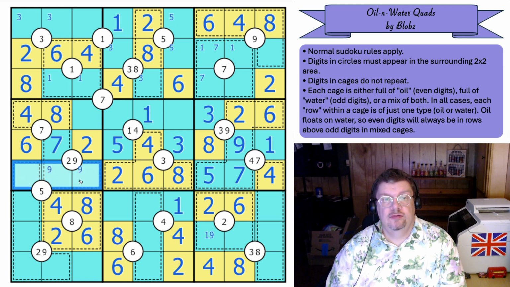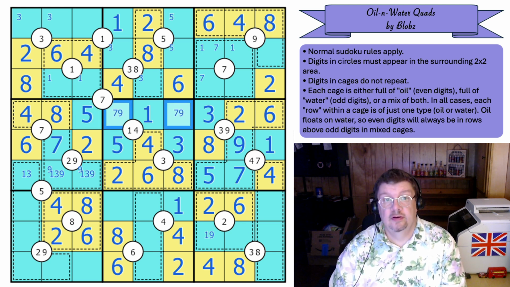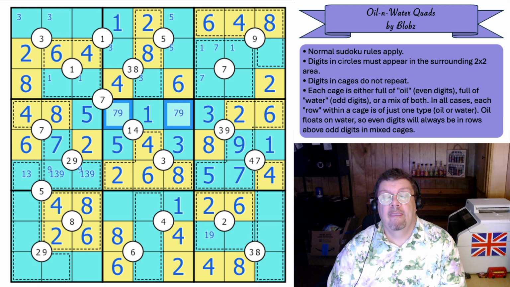These 3 digits are 1, 3, and 9. And this one's not a 9 because of the quad clue. That's a 5. These 2 digits are 7 and 9. That could be the 7 from there, but we could still have a 7 here. Not sure yet.